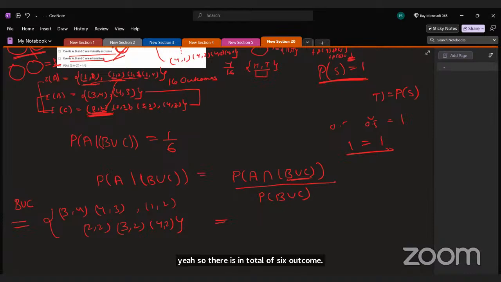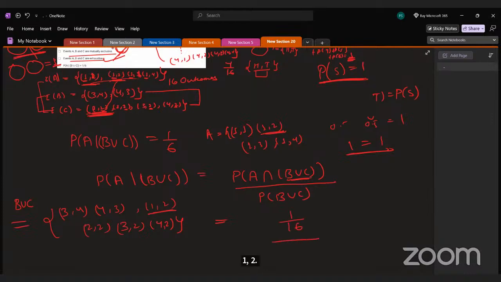Now A is 1,1, 1,2, 1,3, and 1,4. Now what is the intersection with this? 1,2. So out of 16 outcomes, in this subset we got 1, so 1 by 16. What's the probability of B union C? We got 6 outcomes, 6 by 16. So we'll get 1 by 6. It is right, so this equation is right.